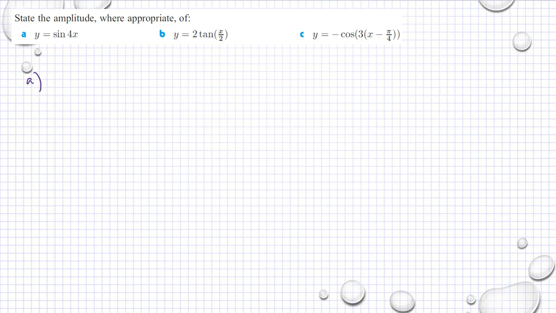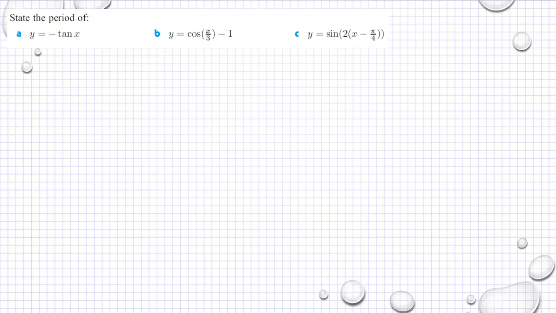We know that this looks like this, 1 times sine 4x. The amplitude is our A, so our A is equal to 1, the absolute value of 1. So our amplitude is equal to 1.